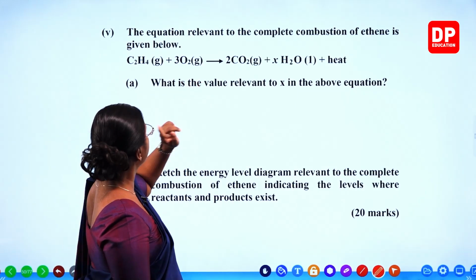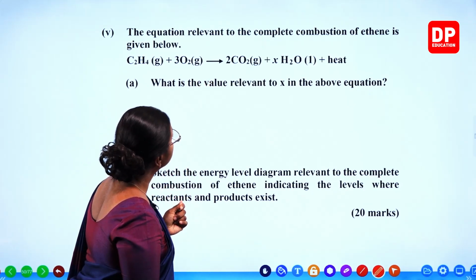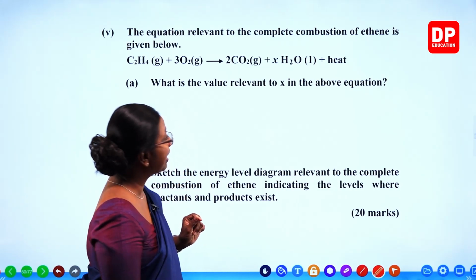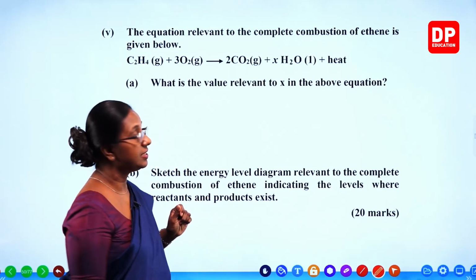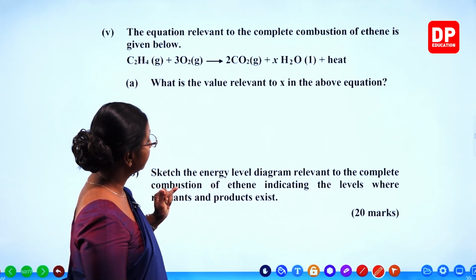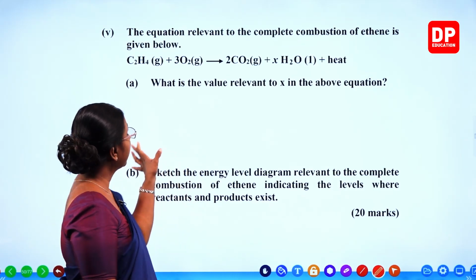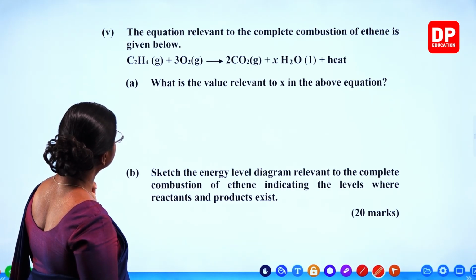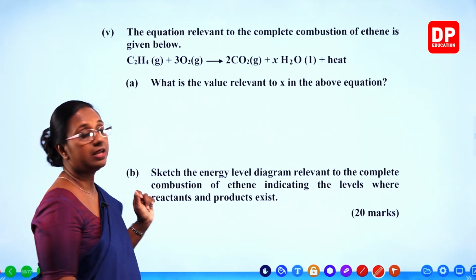So when these two react, ethene and oxygen react, you get the products 2 carbon dioxide gas and X H2O liquid plus heat. They haven't given the number of water molecules, it is given as X, and it is in the form of liquid, plus heat is released. So that is the equation. First question, A part. What is the value relevant to X in the above equation?